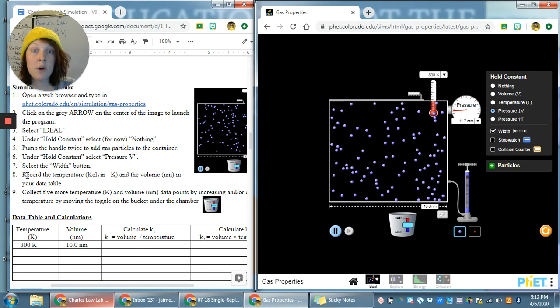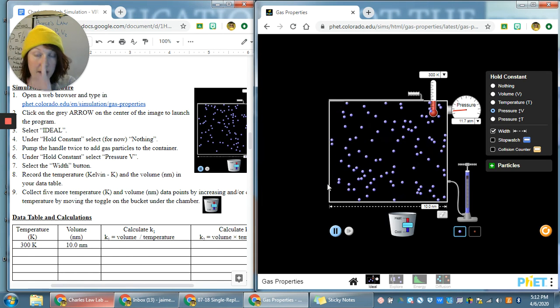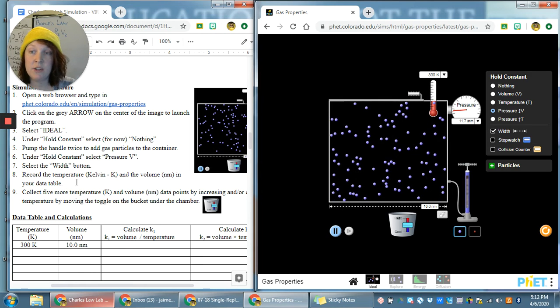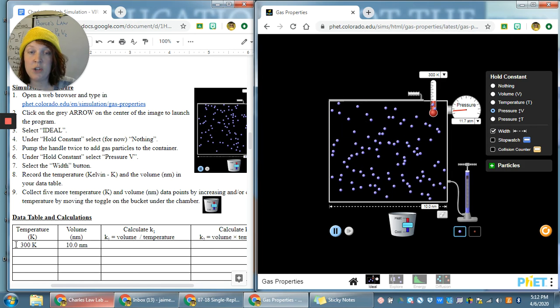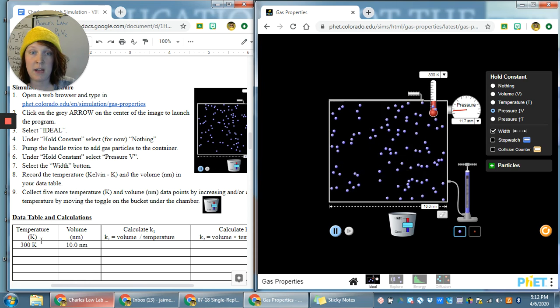And then record the temperature in Kelvin, which is the unit we measure temperature in, and the volume in nanometers, in your data table. So right now, what I see is 300 Kelvin and 10 nanometers. So that's what I would record in these two columns here.